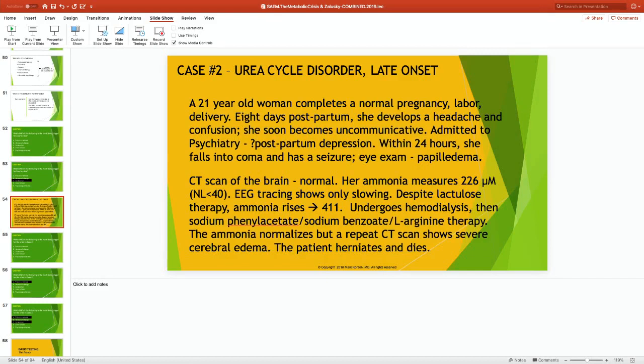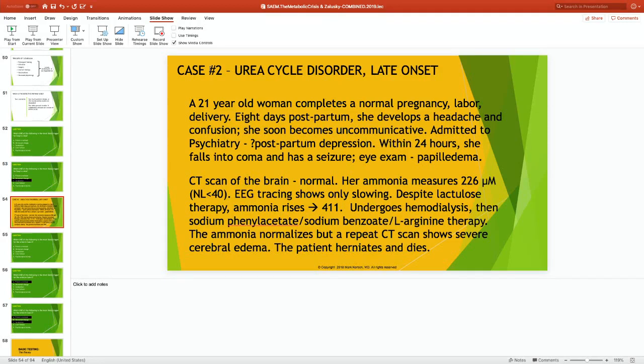So let's look at the second case. This case is of a late onset urea cycle disorder. Another one, a 21-year-old woman completes a normal pregnancy, labor, and delivery. 8 days postpartum, she develops a headache and confusion. She soon becomes uncommunicative, admitted to psych, and she is diagnosed with postpartum depression. Within 24 hours, she falls into coma, has a seizure with an eye exam that shows papilledema.